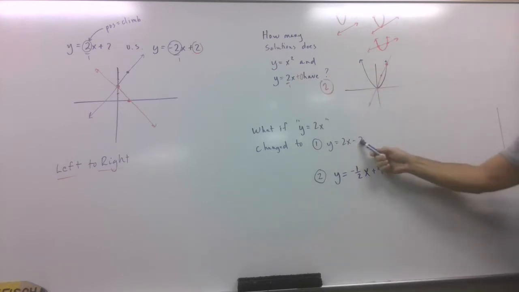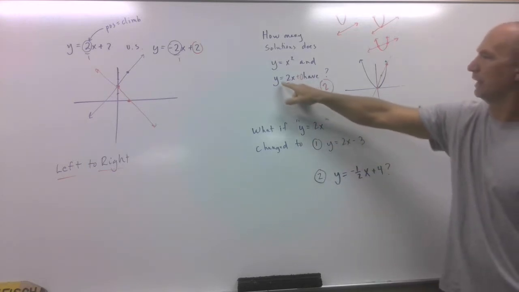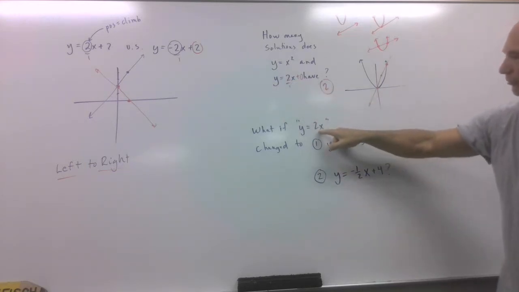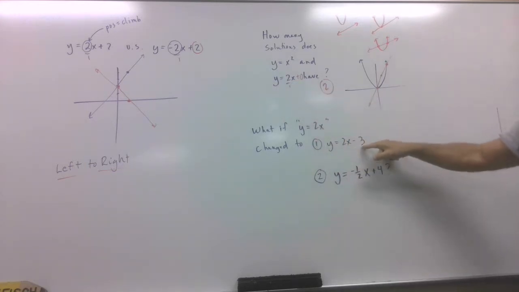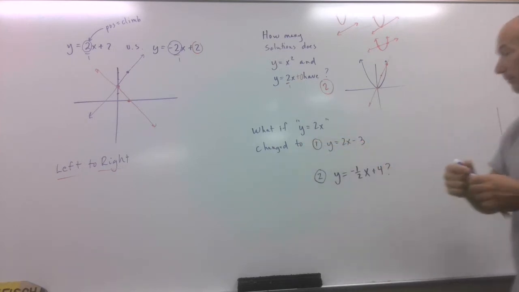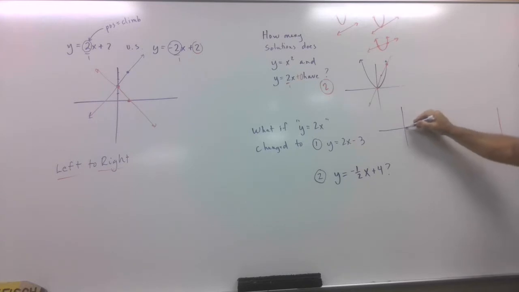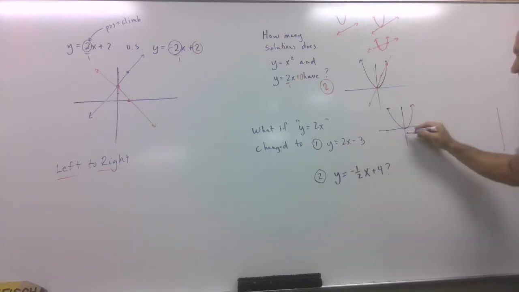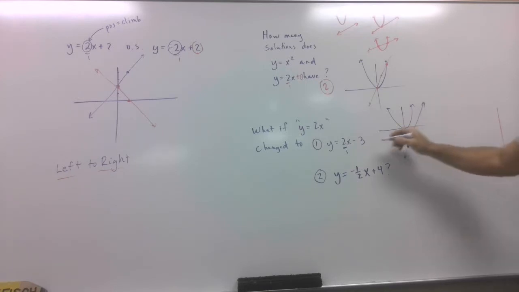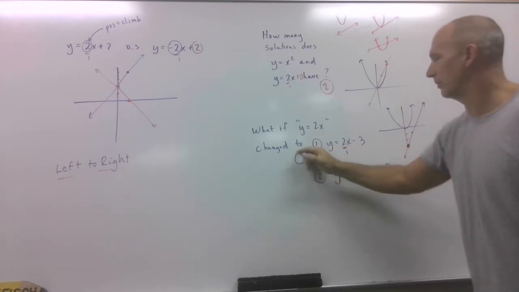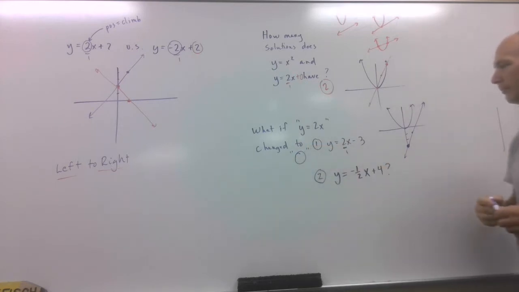Now the question asks, if I took that y equals 2x and I just added a different y-intercept, what would happen? Well, if I took a look at this one, y equals x squared looks like this. Y equals 2x minus 3: 1, 2, 3. There's my y-intercept. Up 2, right 1. As you can see, this is a representation of there being 0 solutions.